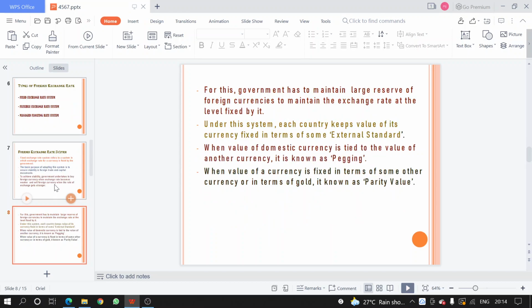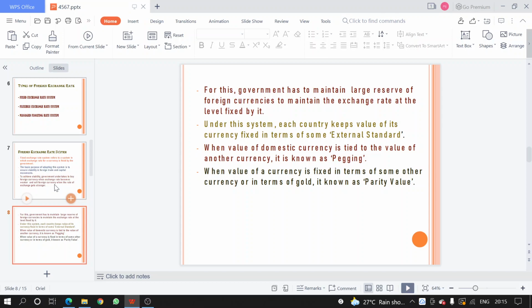For this, the government has to maintain large reserves of foreign currencies to maintain the exchange rate at the level fixed by it. It is now up to the government: whatever rate they have fixed will prevail in the market.